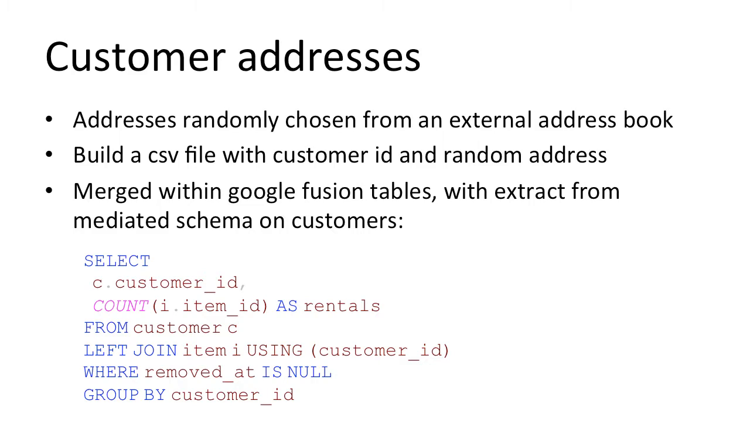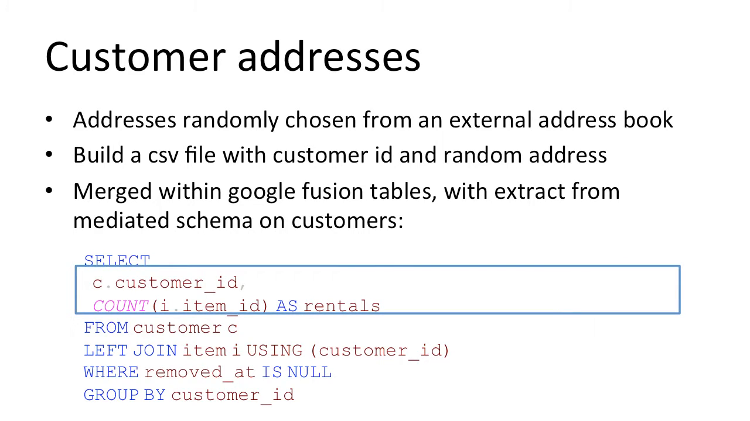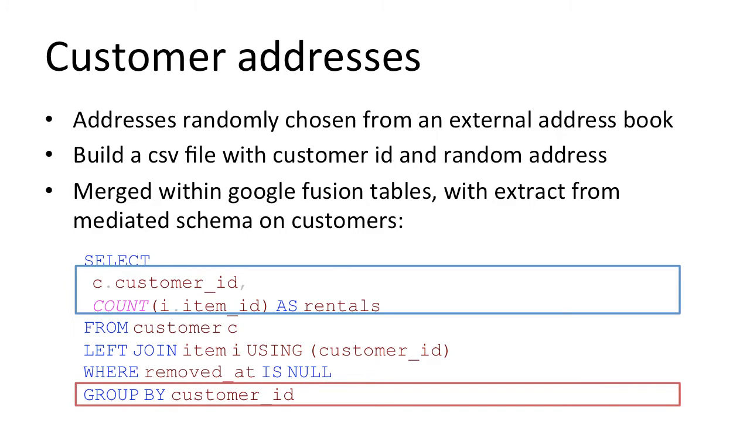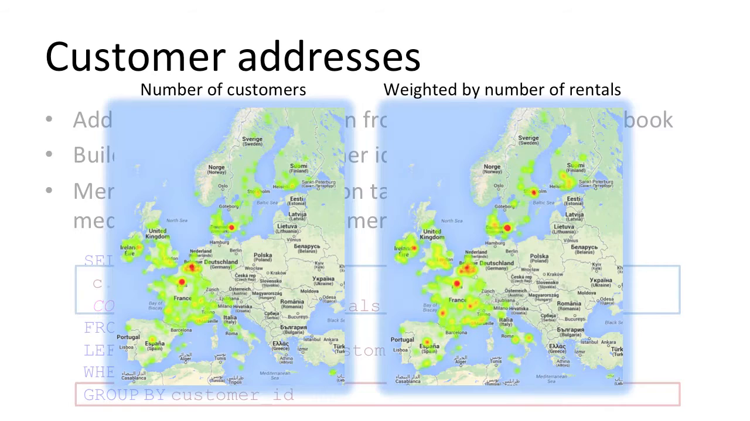From our mediated schema, we extracted all customers with their IDs and the amount of their rentals throughout the whole time. The resulting CSV file was imported to GFT and within GFT merged with the previously created CSV address file. The resulting Fusion table could be used to create a geographical visualization. The image on the left shows the unweighted distribution of our customers, while the image on the right shows the distribution of our customers weighted by their amount of rentals.